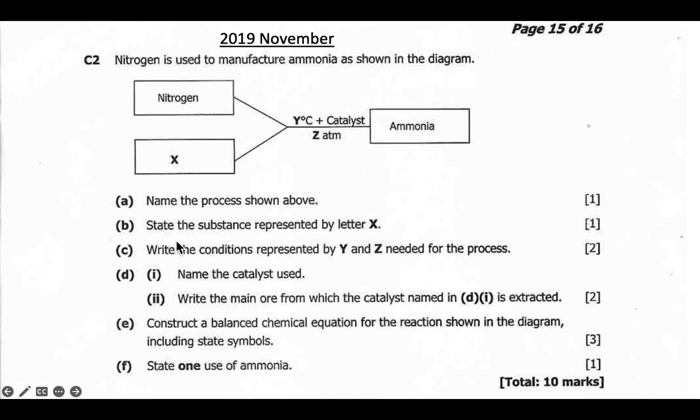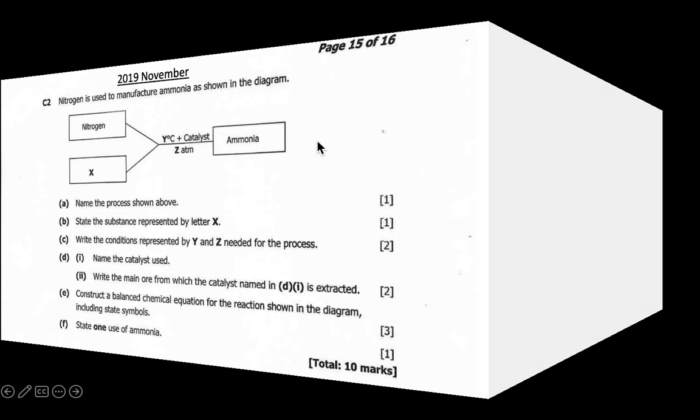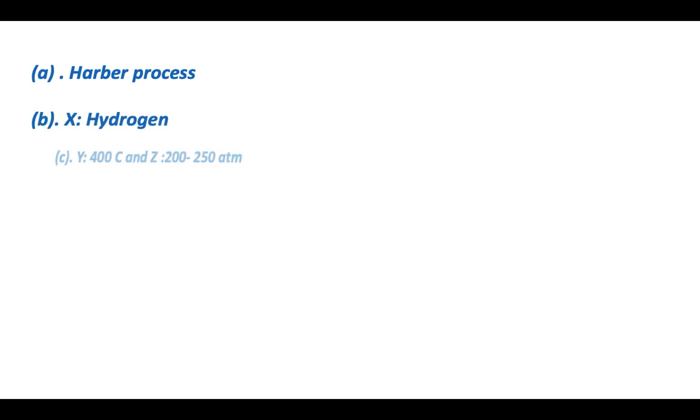And then we have this other question, okay? C, write the condition represented by Y and Z needed for the process. So we have Y and Z. Y is temperature, and this one is pressure. So we can state Y is 400 degrees Celsius of temperature, and Z is a pressure of 200 to 250 atm or atmospheric pressure.